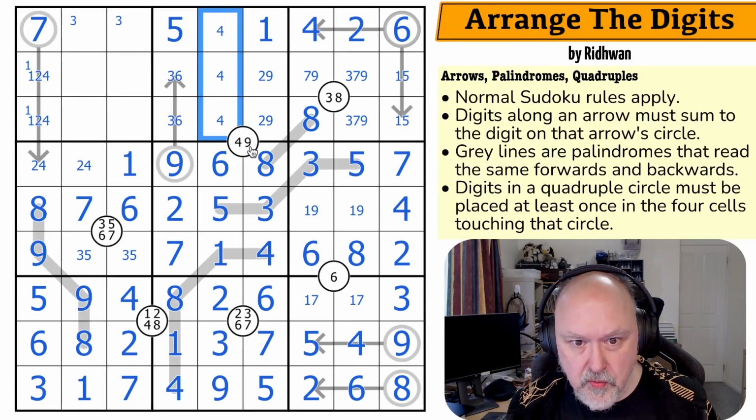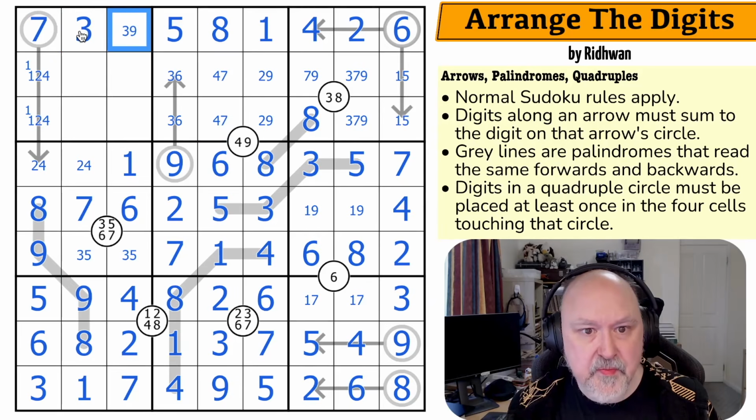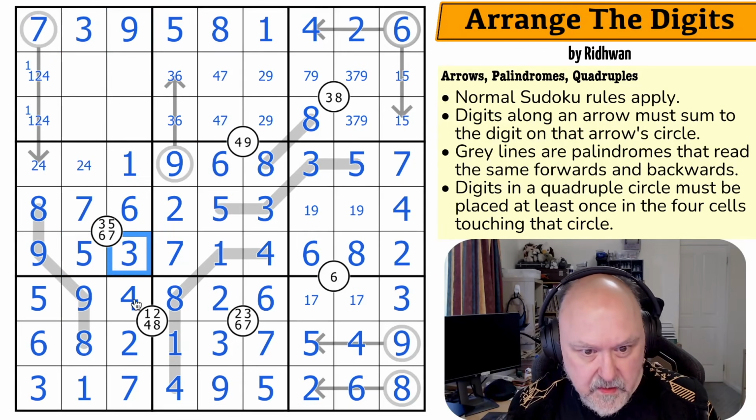1, 2, 3, 4, 7, and 8. There's no 4 or 7 there. That's an 8. So these are 4 and 7. So these, 1, 2, 3, and 9. And the 9 is looking up, making that the 3 and that the 9. The 3 is looking down, making that the 5 and that the 3.